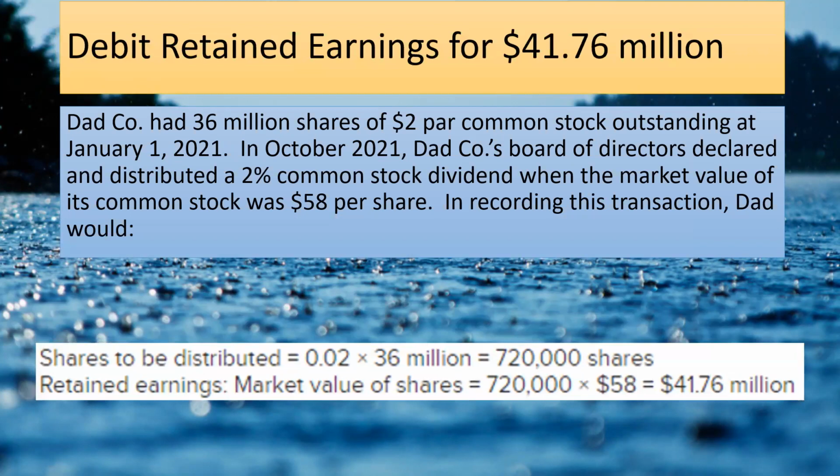So here, it would give you options of which one to choose, but we're going to take the shares to be distributed, which is 2% of the common stock dividend, times the 36 million shares. So that's 720,000 shares. And in this case, it's going to give you the options, debiting or crediting retained earnings and for how much. What we're doing to retained earnings is we're taking the 720,000 shares times the market value per share, and that's what we would be debiting retained earnings for.